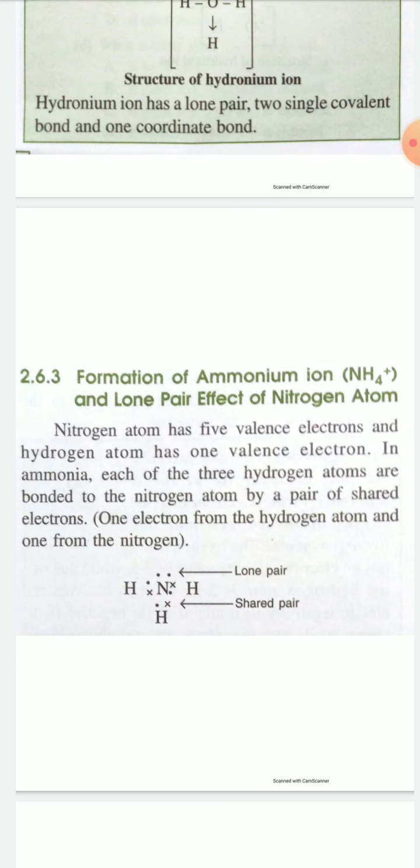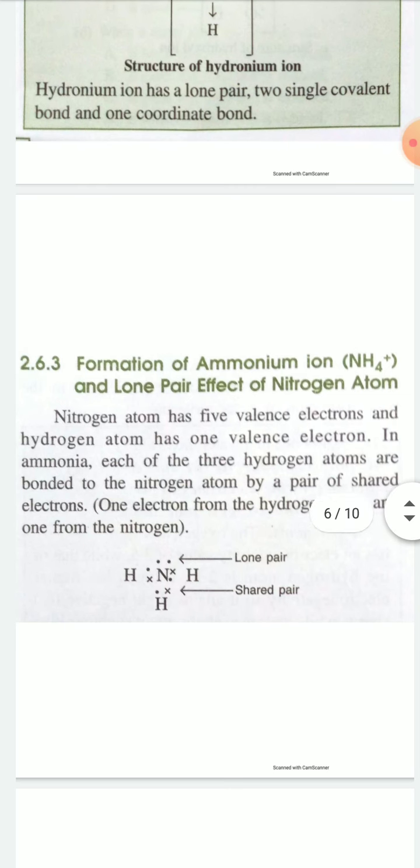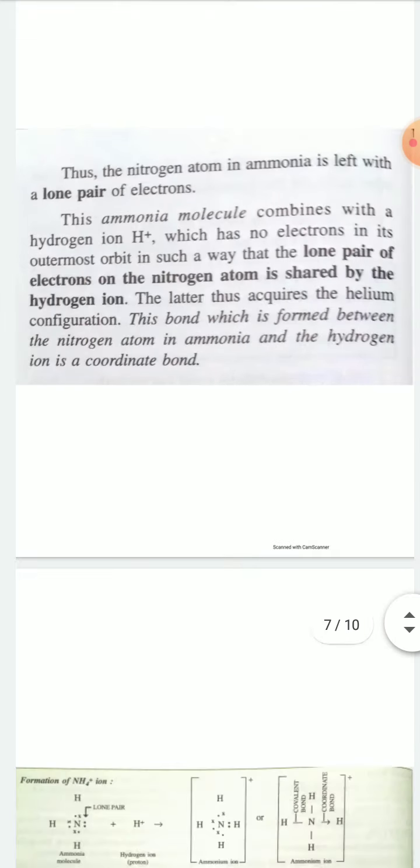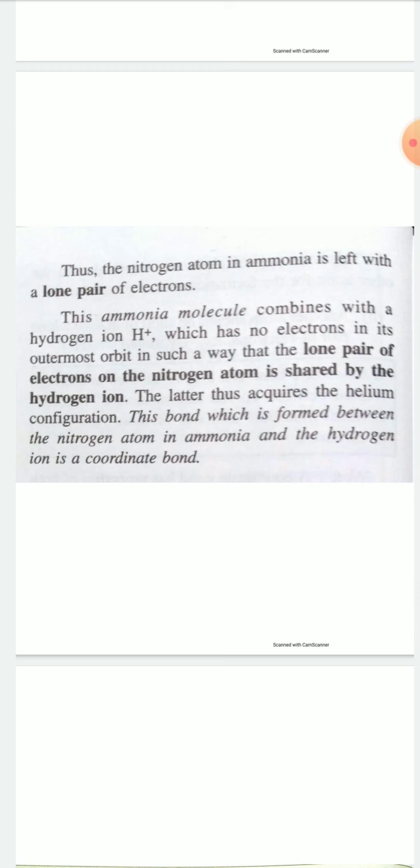And in the ammonia molecule, nitrogen has one lone pair of electrons. Thus, the nitrogen atom in ammonia is left with one lone pair of electrons.